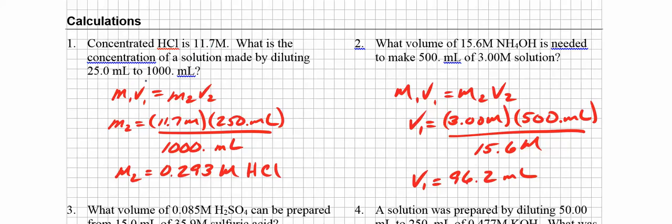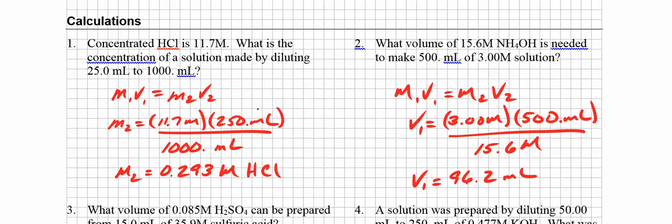We have M1V1 is equal to M2V2. So we're looking for M2. We're looking for the molarity of the more dilute solution, right? Remember, 2 is for dilute, 1 is for concentrated. So the molarity of the more dilute solution is equal to, so let's simply plug in. We have 11.7 molar times its volume, 250 milliliters.